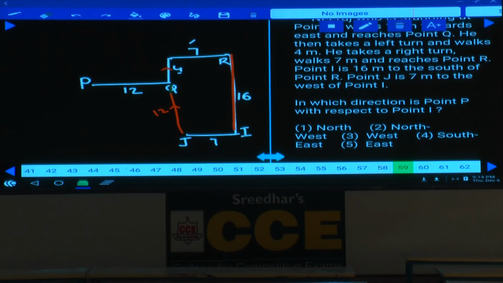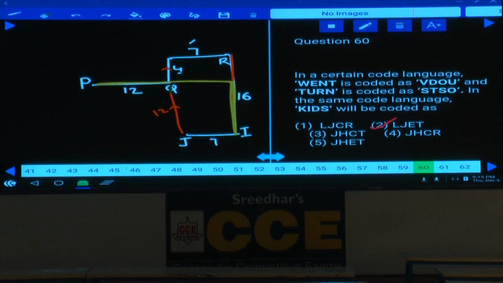Next one. Which direction is point P with respect to point I? I is here and P is here. In order to reach P, tell me what should be the distance here. In order to reach P from I, first we should move towards which direction? Towards north. Next one towards west. Hence, what is your answer here? North and west, northwest. Hence, northwest, that is given in choice 2. Northwest, choice 2.